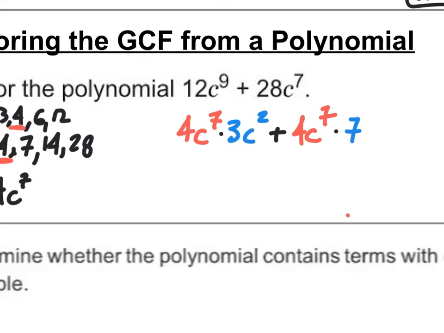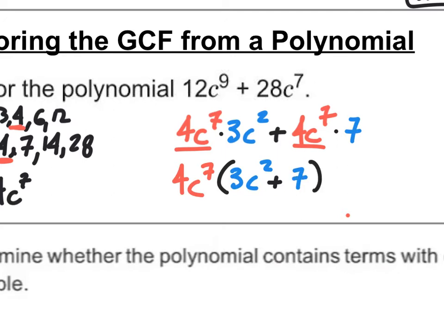So now what I can do, because I have a common 4c to the 7th, okay, do the opposite of the distributive property. I'm going to factor that out. And so when I factor that out, I get 4c to the 7th, and I'm just left with 3c squared plus 7. And that's it, okay? And so you can recheck yourself, and this is the factored form. This is our answer, okay?